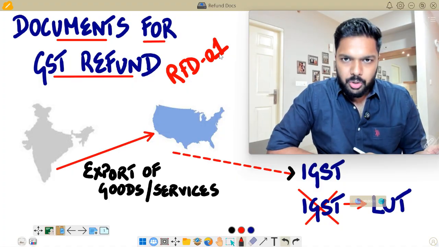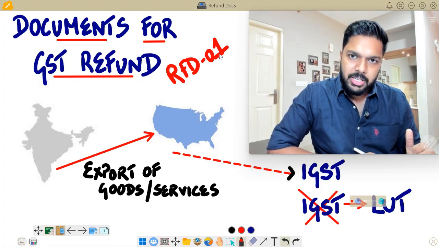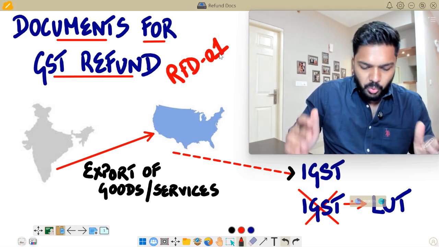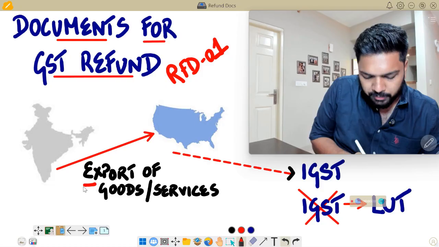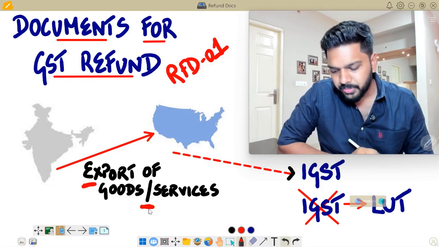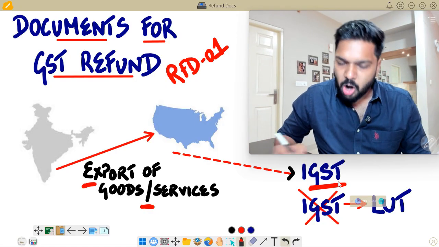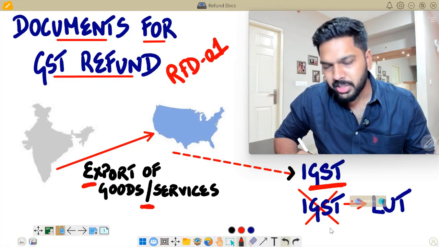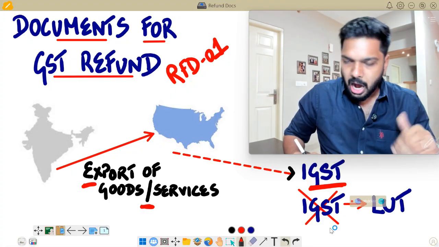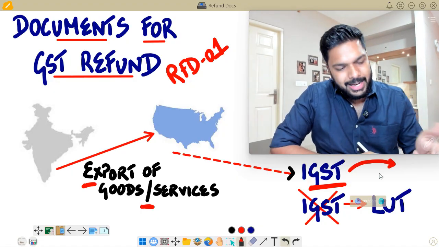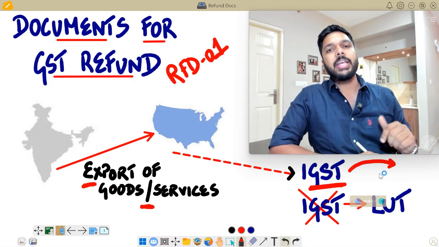Now, to give you a background, typically under GST, there are two types of exporters. One, those who are involved in the export of goods or services or both and pay upfront IGST, for which the government says that once you pay IGST and export out goods or services, after some time automatically you'll get a refund of it.